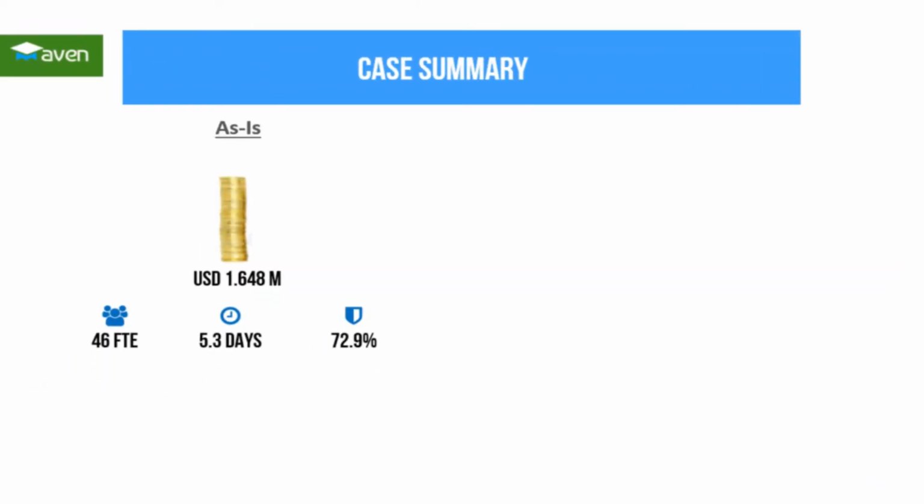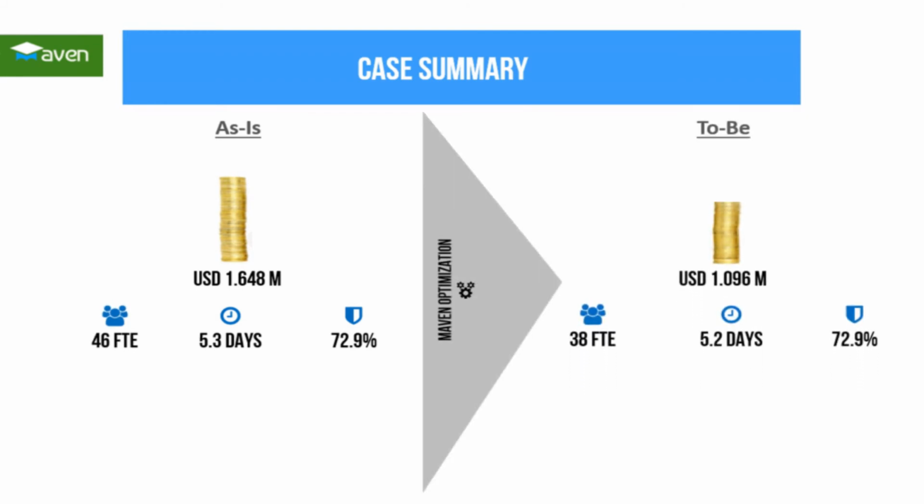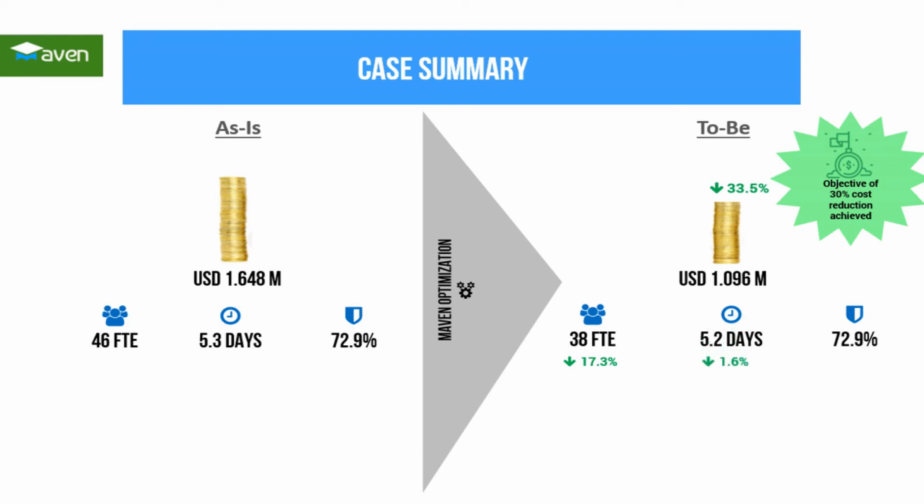As per our process metrics, our cost was $1.6 million with a team count of 46. After implementing selected functional levers from the opportunities shown by Maven, we have reduced the total cost by more than 30%, and got a 17% FTE benefit here along with a cycle time benefit, without impacting existing controls.